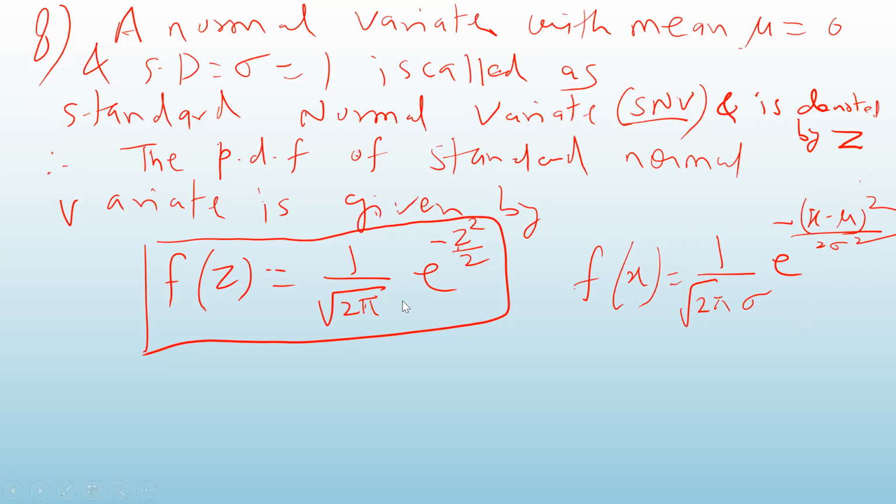Okay. So for the standard normal variate, the probability density function is given by f of z equal to 1 upon square root of 2 pi into e raised to minus z square upon 2. In this formula, you are putting x equal to z, mu equal to 0, and sigma equal to 1. Okay, so you will get the probability density function of the standard normal variate.